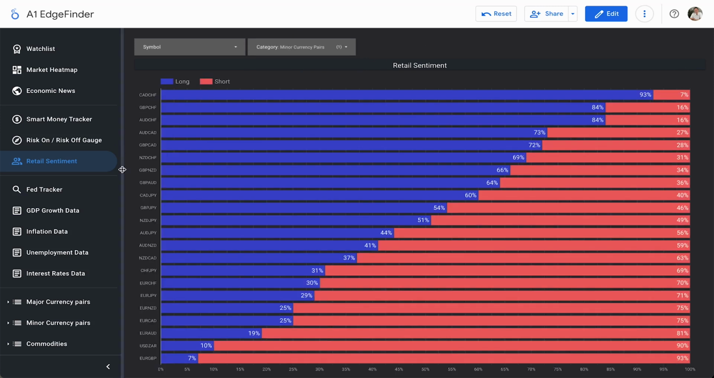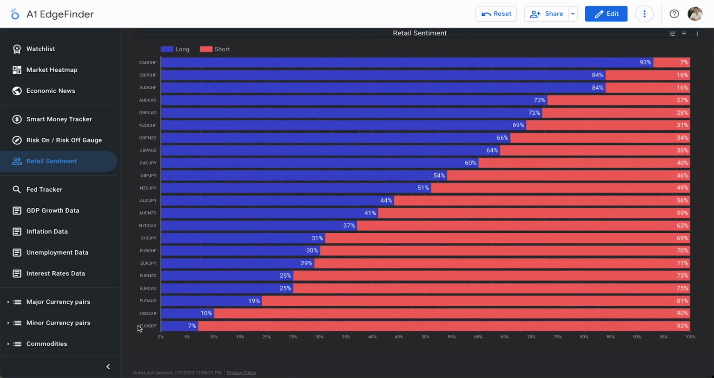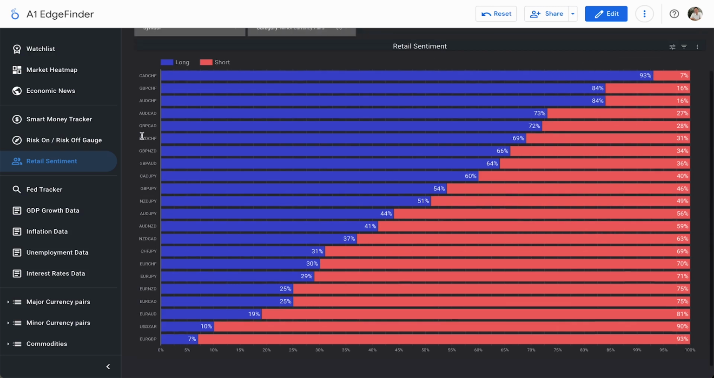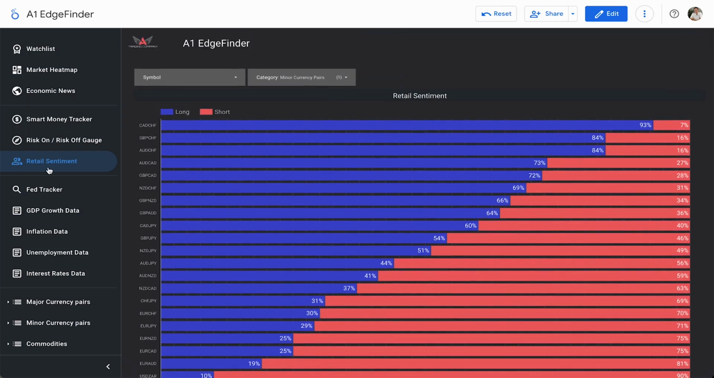Minor currency pairs. So let's see, USD ZAR, there it is right there. It's actually our second most shorted asset out of our minor currency pairs, 90% short, 10% long. Euro GBP is our most shorted minor currency pair from retail traders, 93% short, 7% long, and CAD CHF is our most long currency pair, 93% long here, 7% short. So quick look at smart money, quick look at retail, and our brand new risk on, risk off gauge.